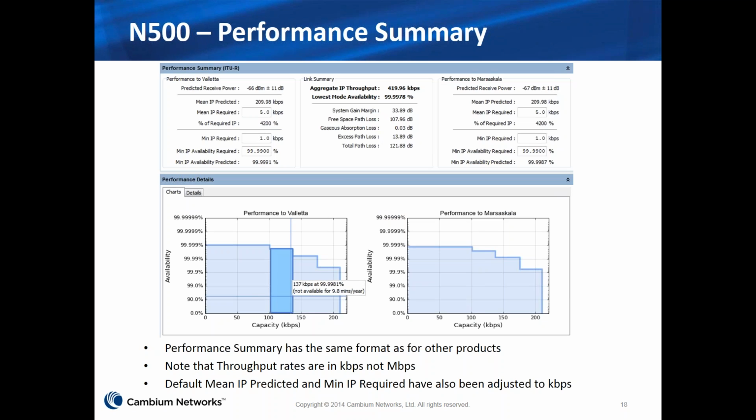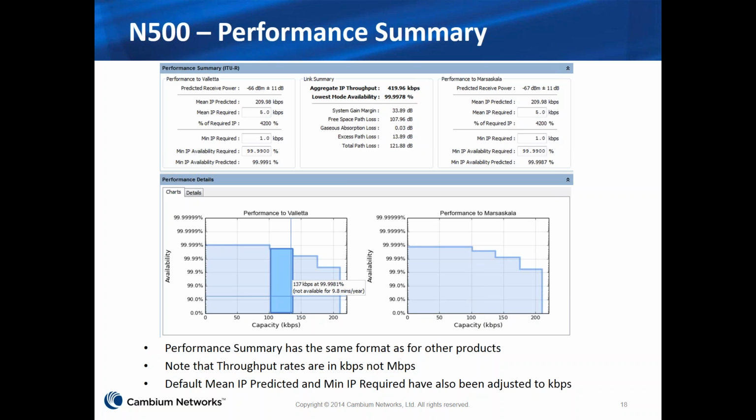So then we move down and we can see the performance summary. This looks very similar again to those of you used to using other P2P links for other products. The only thing to note here is that we've now moved down into the kilobits per second region and not megabits, and we've also adjusted the min IP required and min IP availability required, so you just have to adjust your scaling a little bit when you're looking at these charts.